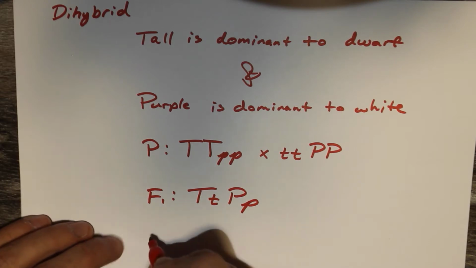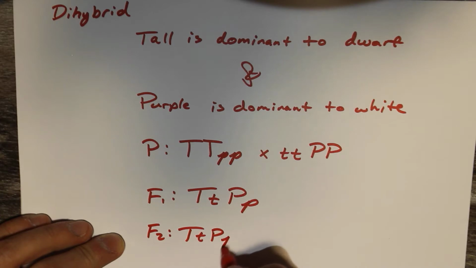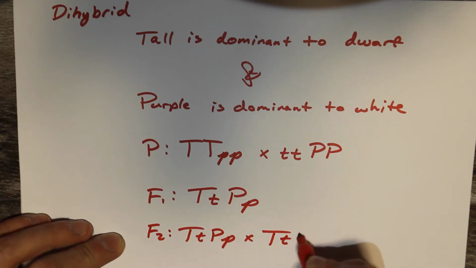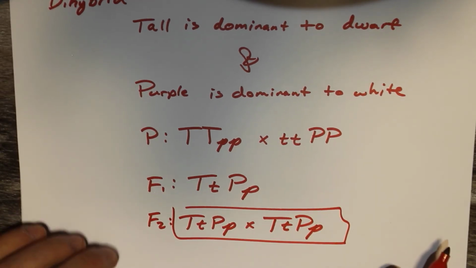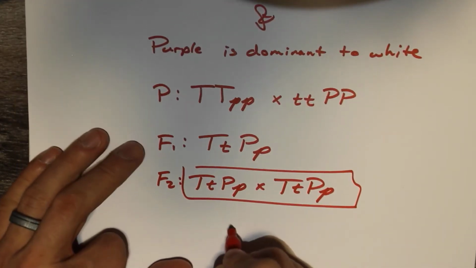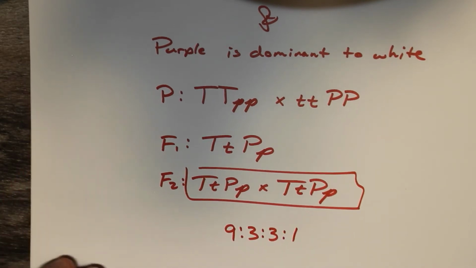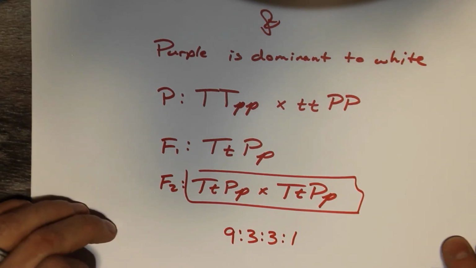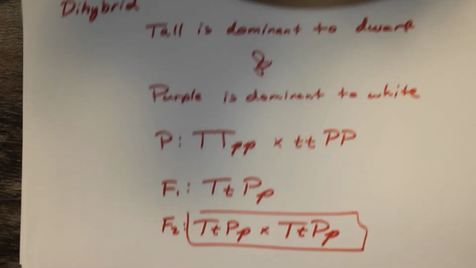Now, if we were to do the F2 generation, we would be taking two of our F1 generations and mating them together. Okay? Now I know we went over this in class, and when we do this cross, we are going to get that 9 to 3 to 3 to 1 ratio, because both of them are heterozygous. Anytime they're both heterozygous, we get that 9 to 3 to 3 to 1 ratio. All right. So this is kind of like the prelude to the problem.